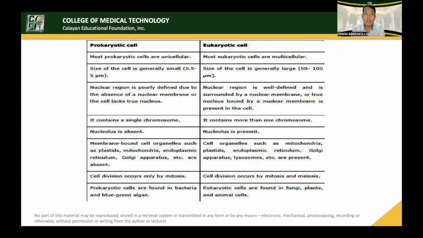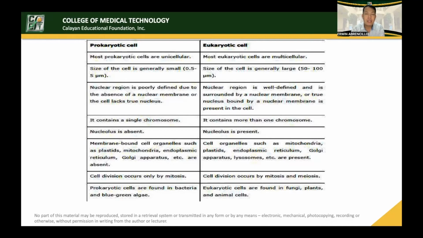The nucleolus is absent in prokaryotic cell. The nucleolus is a part of the nucleus. Meanwhile, in a eukaryotic cell, it is present. There are also no organelles in the prokaryotic cell. These are known as membrane-bound cell organelles. Examples are plastids, mitochondria, endoplasmic reticulum, Golgi apparatus, and others. These are not present in a prokaryotic cell. Meanwhile, they are present in a eukaryotic cell, both in animal cells and plant cells.